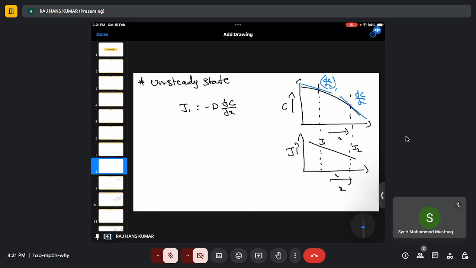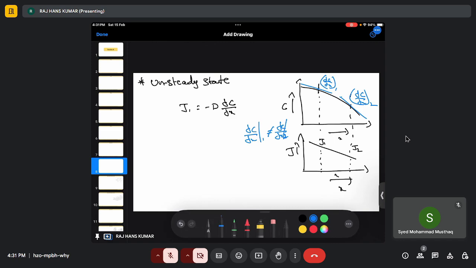Now, ∂c/∂x is different. So ∂c/∂x at x1 is not equal to ∂c/∂x at x2, right? Then what do we do? Then our final flux will change.